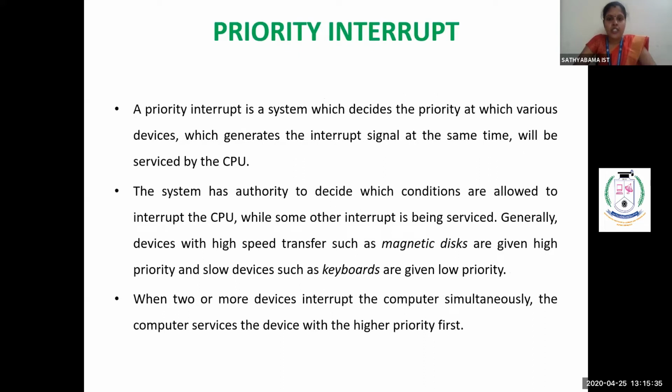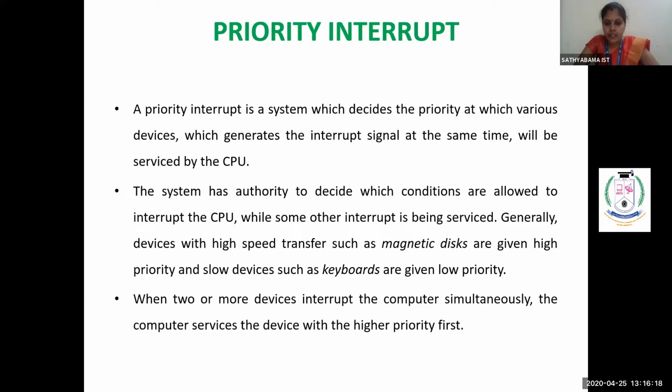Next, we'll go to the priority interrupt. Priority interrupt is a system that decides the priority among various devices that generate an interrupt signal at the same time and need to be serviced by the CPU. The system has the authority to decide which conditions are allowed to interrupt the CPU. Suppose an interrupt is being serviced and another has a higher priority. I have taken two examples, magnetic disk and keyboard. The magnetic disk is a high speed device, so it is given a high priority, but the keyboard is a slow device, so it has a low priority.